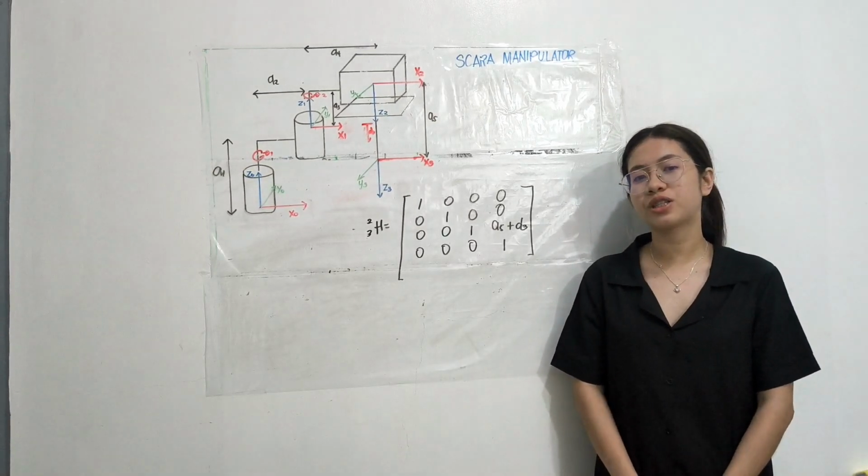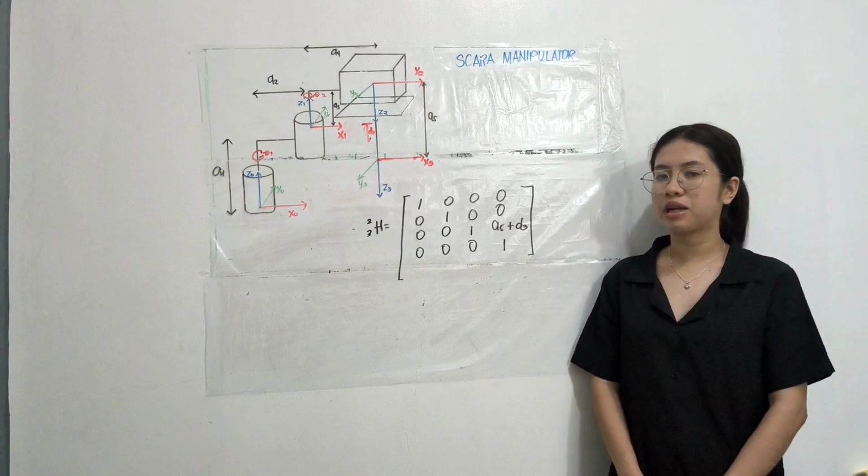That's all for the homogeneous transformation matrix of a SCARA manipulator.